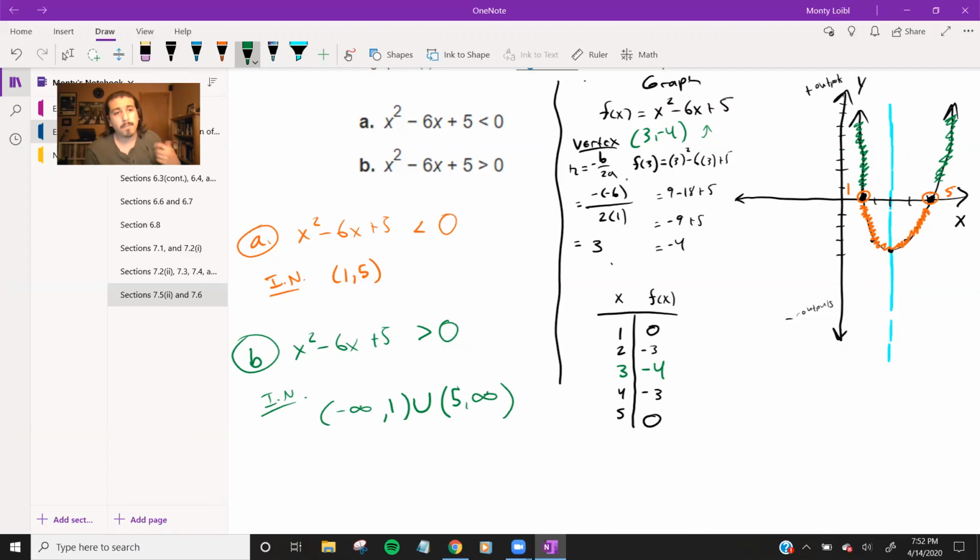Okay, so if you're sitting there thinking, well, that is really complicated and I don't like graphing, that's okay, because there's a second method that we're going to use that will also give us the solution without us graphing it. So let's look at the next method.